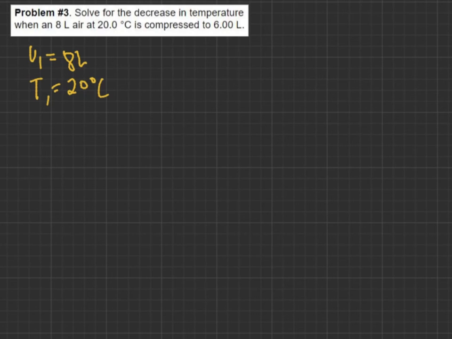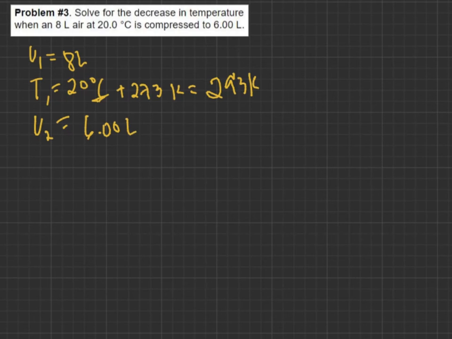So since we're dealing with ideal gas, we have to consider the Kelvin. So we have to add 273 Kelvin to this 20 degrees Celsius. Okay, so we have 293 Kelvin. So this will be our temperature, or T sub 1. Now our V sub 2 is equal to 6 liters, and our T2, that is our unknown.